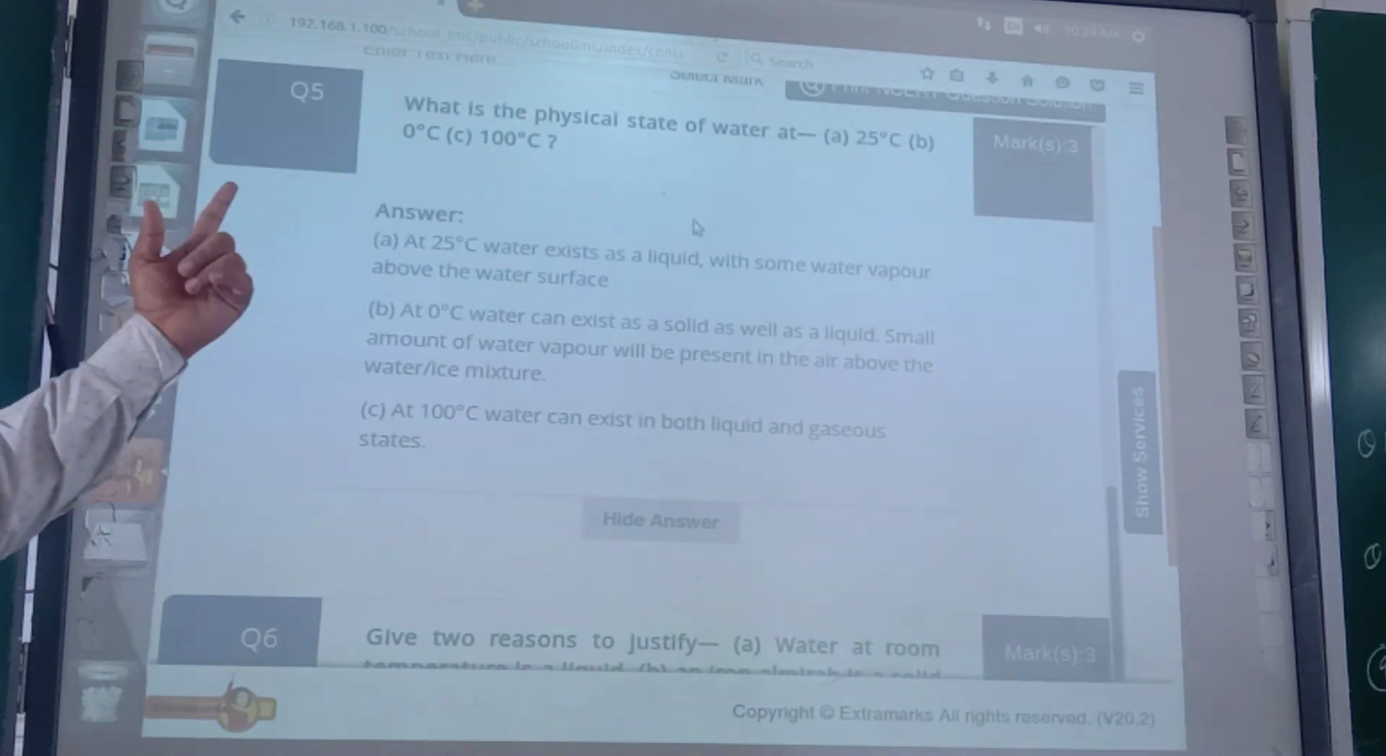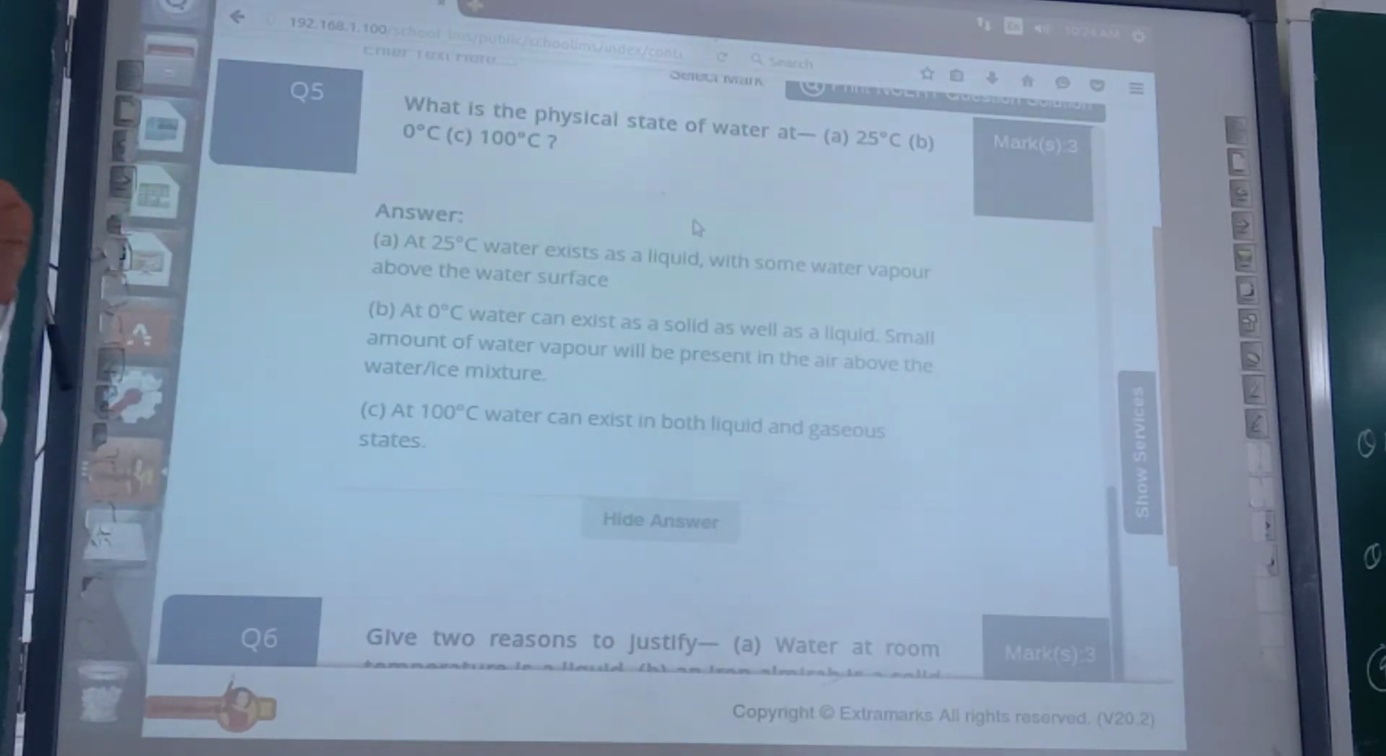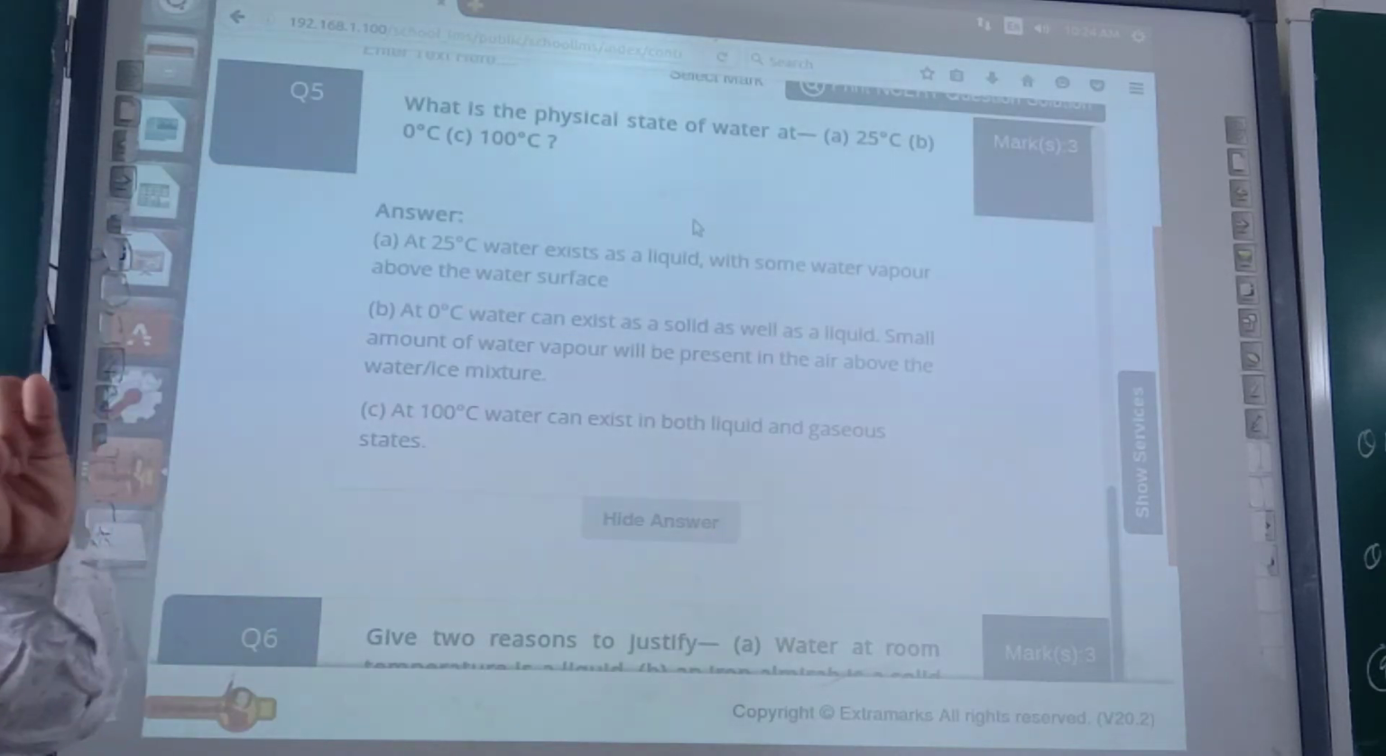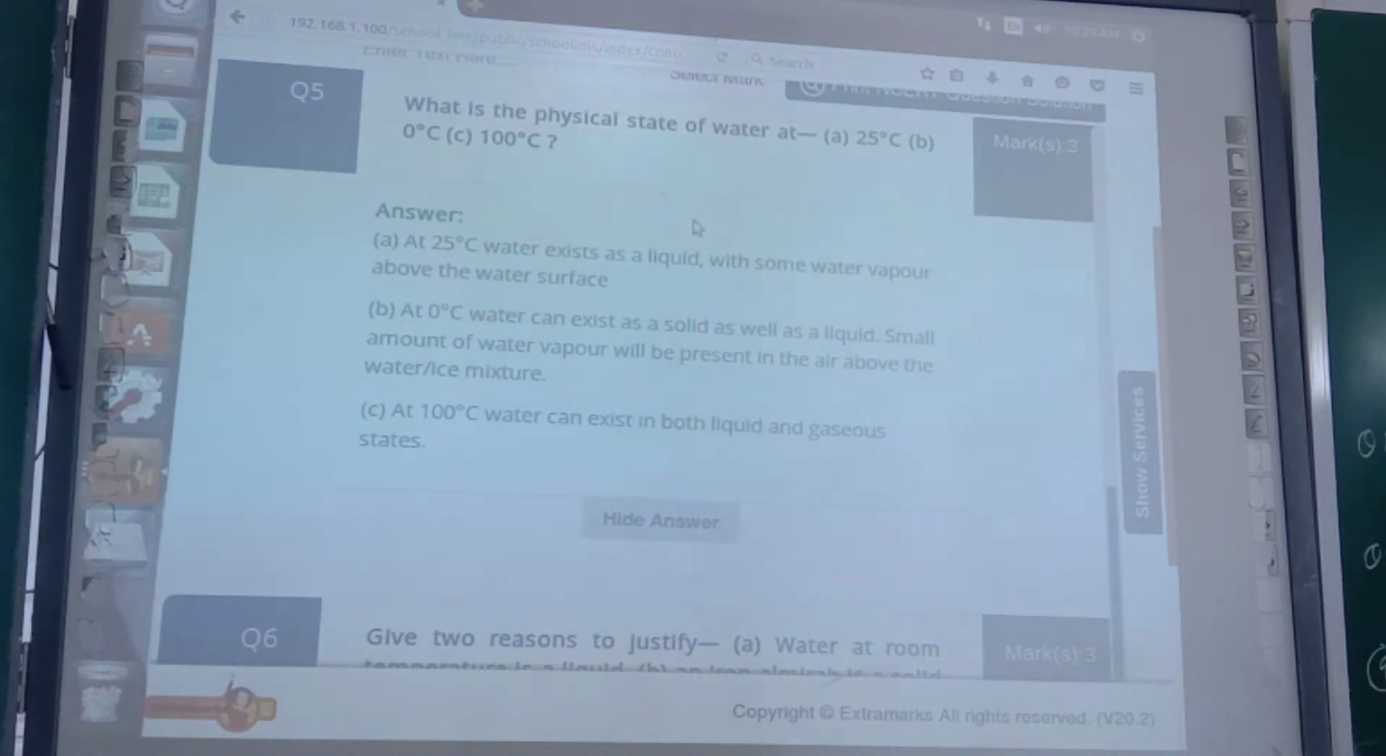Now 100 degrees Celsius, that is the boiling point of water. So at the boiling point of water, two states. To be in gaseous state, liquid has to evaporate. So two states, that is the liquid state and vapor state. So at 100 degrees Celsius, water can exist in both liquid and gaseous state. Okay, over.